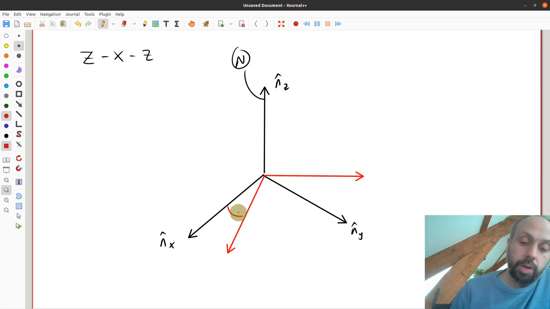And we'll rotate through the angle psi. Okay. So we do that first rotation, and this means that our AZ will be the same. And we'll have AY and AX for our reference frame A.